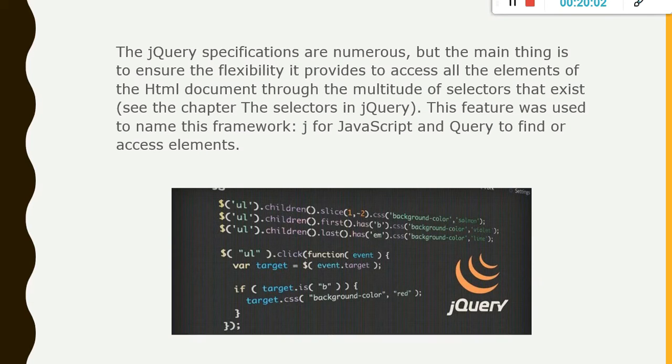The jQuery specifications are numerous, but the main thing is the flexibility it provides to access all the elements of the HTML document through the multitude of selectors that exist. The dollar sign is the selector in jQuery. Quick factory was used to name this framework. J for JavaScript and query to find or access elements.